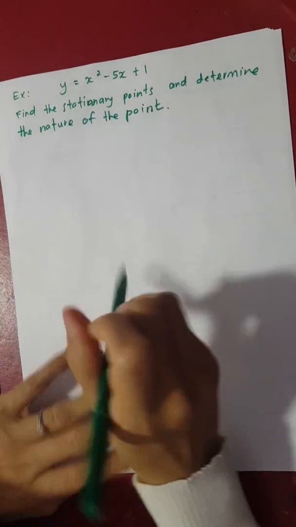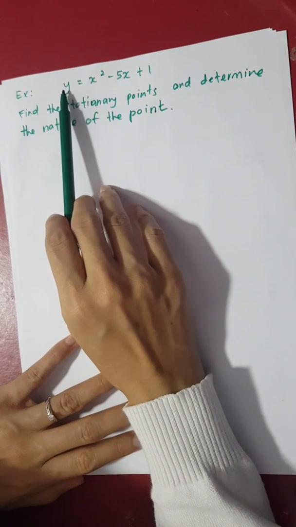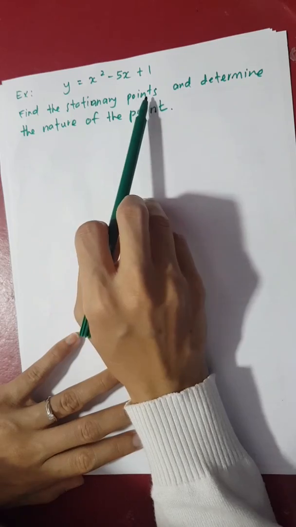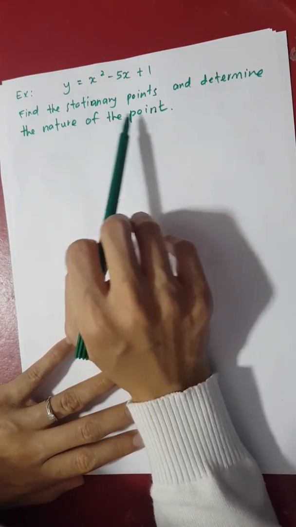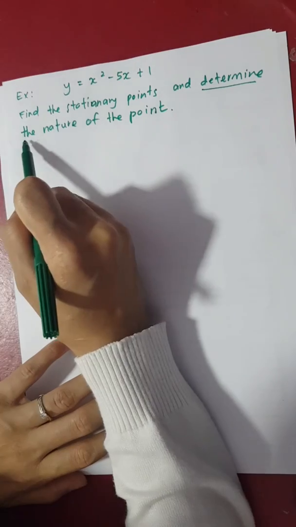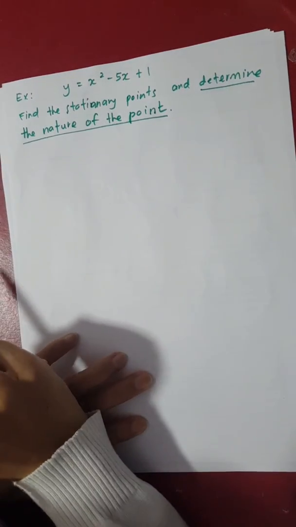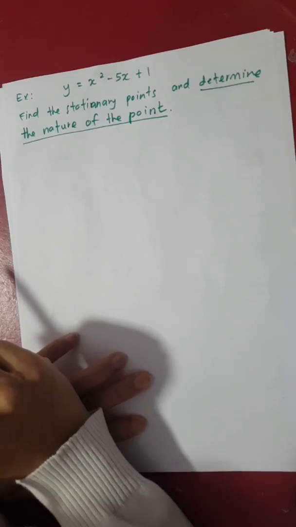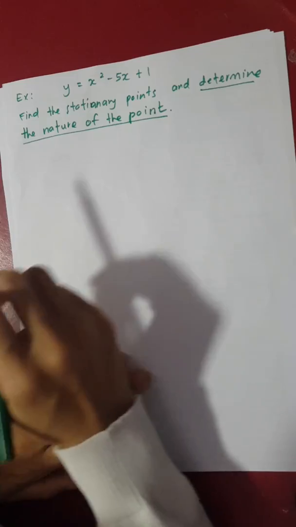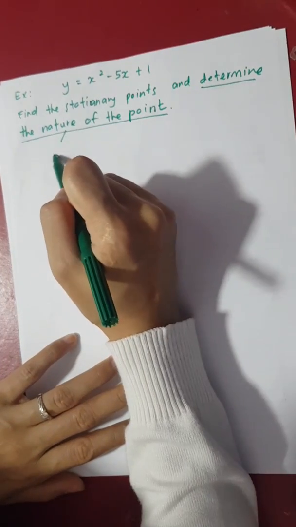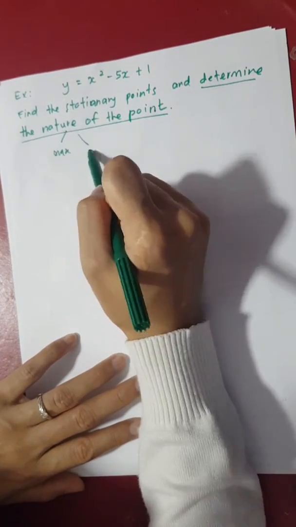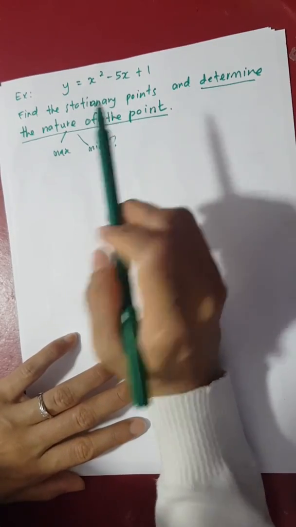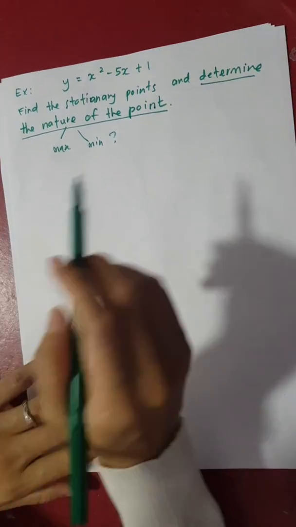Okay, let's look at another example. So you have equation y equal to x squared minus 5x plus 1. Find the stationary point and determine the nature of the point. So what is determine the nature of the point? Just now I showed you sometimes you will have a maximum, sometimes you will have a minimum point. So nature of the point means either it is a maximum or minimum. So how are you going to determine the nature? I will show you the example here.